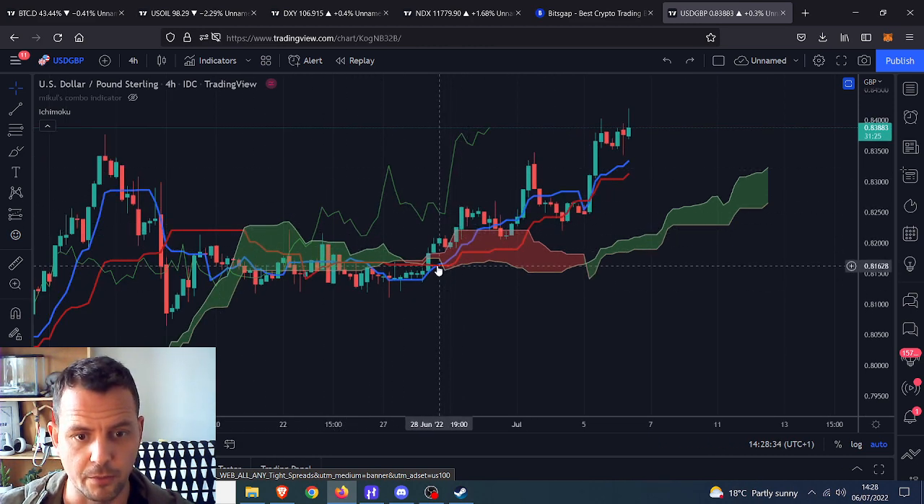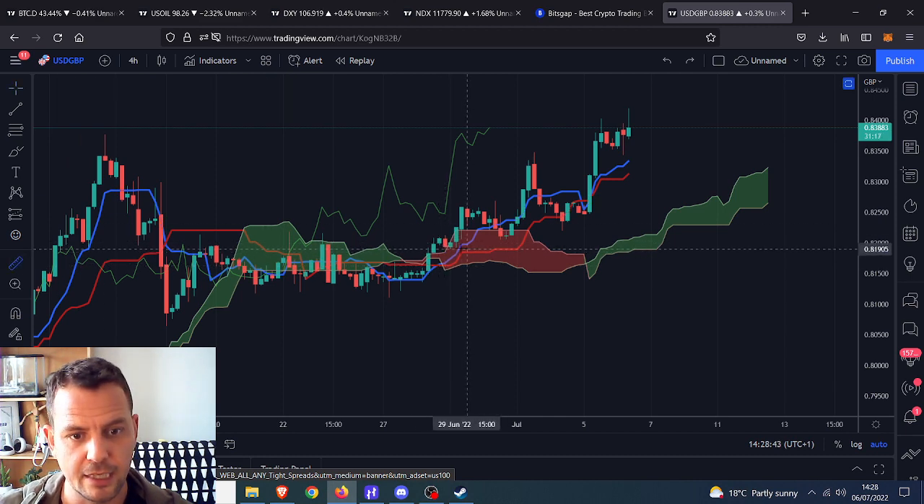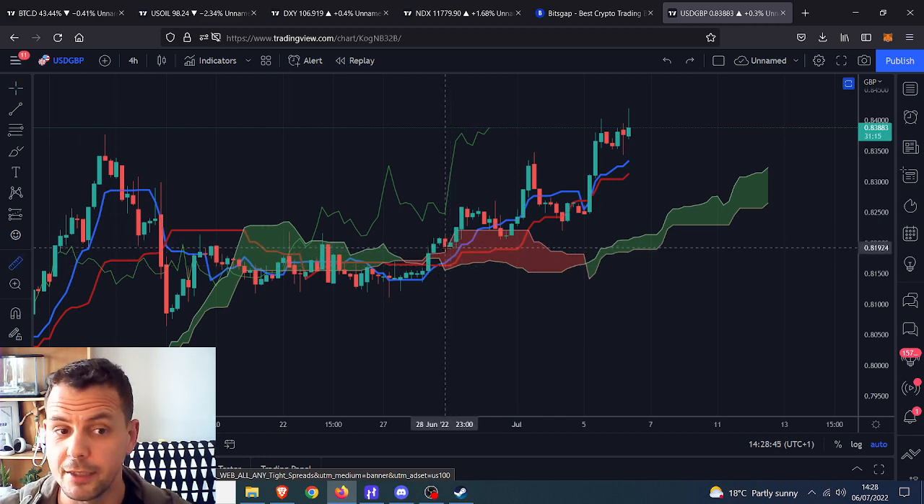So let's backtest this another time. Let's have a look at this one. We've got a cross below the cloud here. The price has to be above the cloud, which it would have been at the time of the cross. Let's backtest the Chikou span, which is always 26 periods behind.